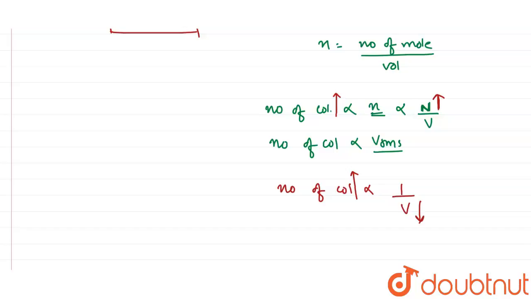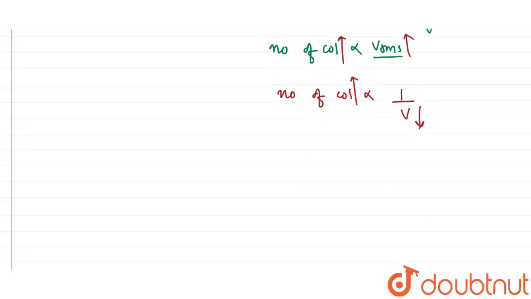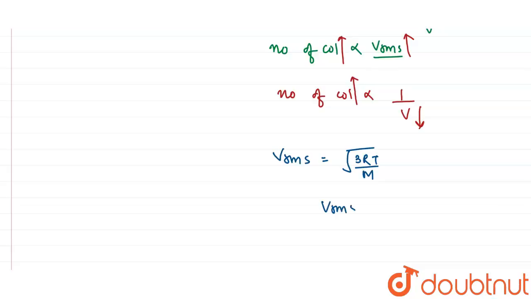And the third thing is, when we increase the root mean square velocity of molecules, at that time the number of collision is also increased. Now there is a formula for V_RMS speed of molecules, and that formula is written as V_RMS equals root of 3RT by M. Here 3, R and M are constant, so from this formula I can say that my V_RMS speed is directly proportional to the temperature. That means if I increase the temperature, at that time V_RMS speed will increase, and when the V_RMS speed increases, the number of collisions also increases.